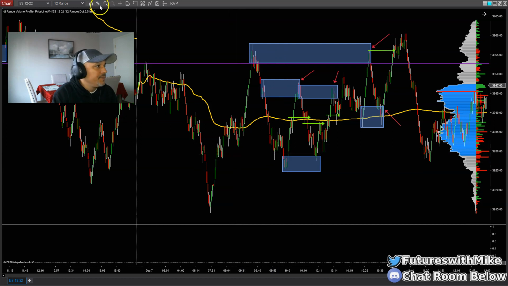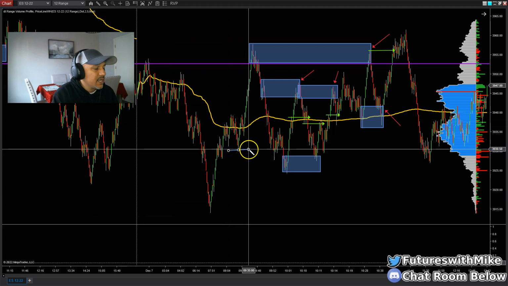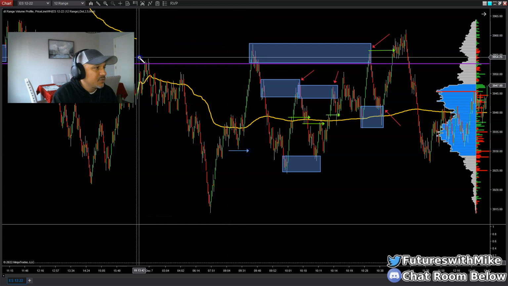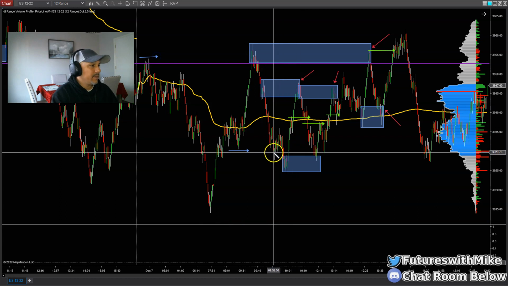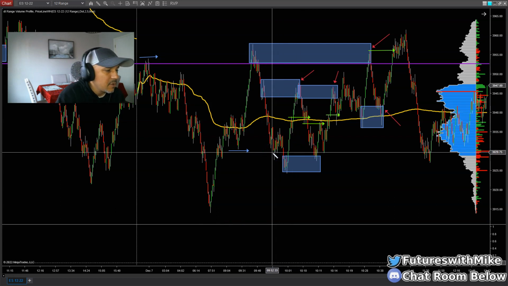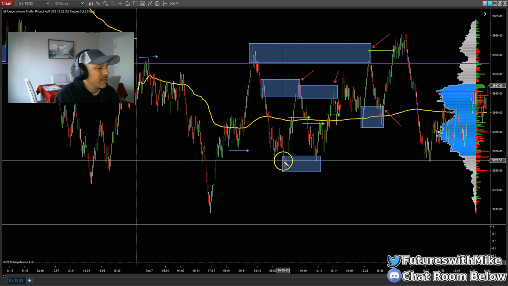What does it do here? It takes out structure right here to the downside, okay? As it did take out structure right here to the upside. Now I wasn't trading at this time. I typically don't start trading until about 20 to 25 minutes after the market opens. So I didn't start trading and looking at the market until really after 10 o'clock this day.